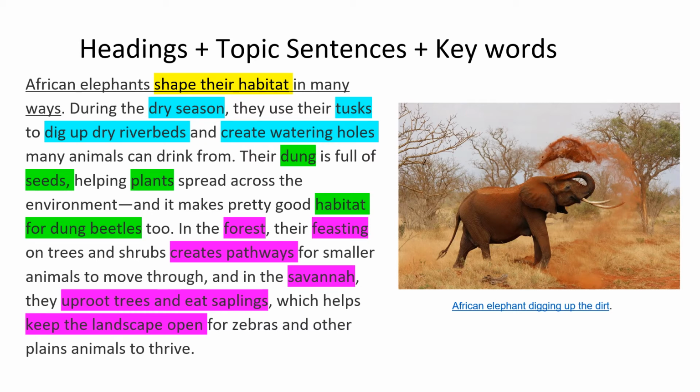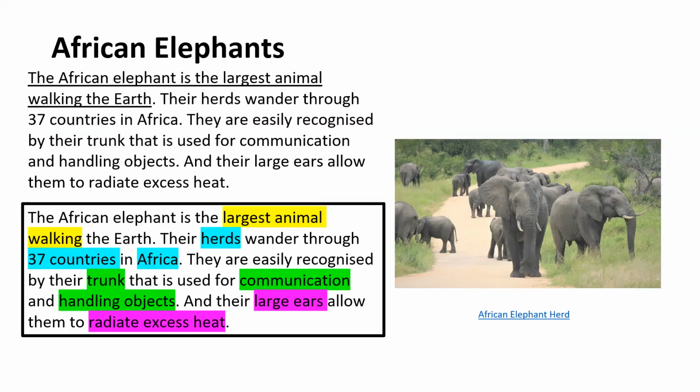Yeah, so that's just how I do it. I go through and I find the keywords. You can see that keywords might be a lot of nouns like tusks, dung, plants, seeds, and also keywords can involve actions like dig up dry riverbeds, create watering holes. So basically the keywords are carrying the key information.